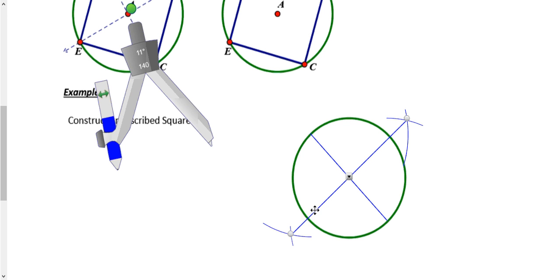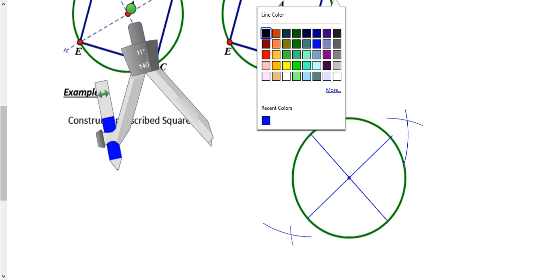Okay, hang on. Let me shorten this up. You really only need this. Okay, so you should have that. And one more thing left to do. What is it? Connect the dots for your square.